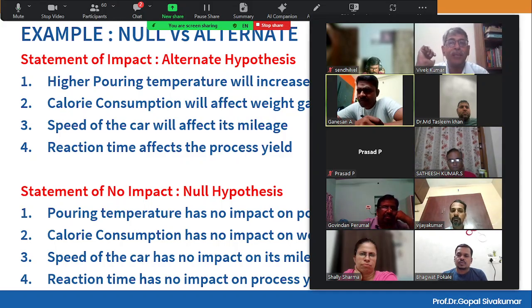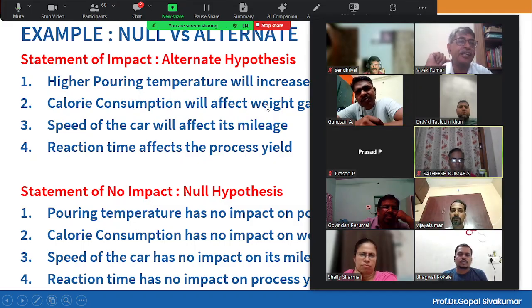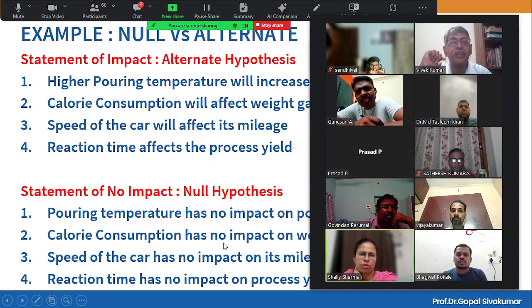So now please tell me, for this, Ganeshan, can you help me with this? Calorie consumption will affect weight gain. This is the alternate hypothesis. What is the corresponding null here? Calorie consumption has no impact. Yes.